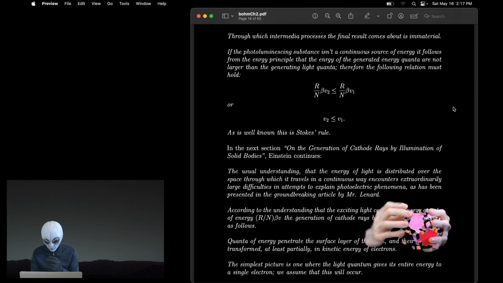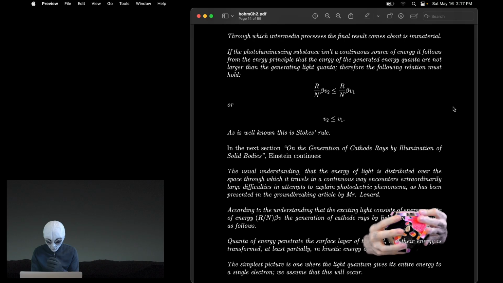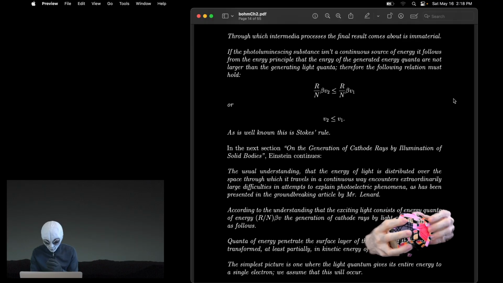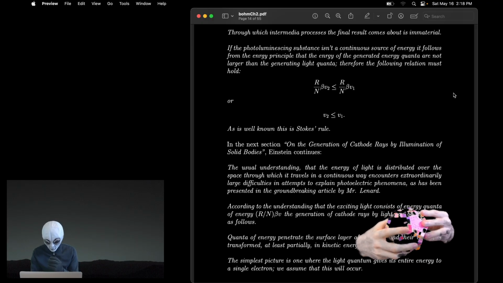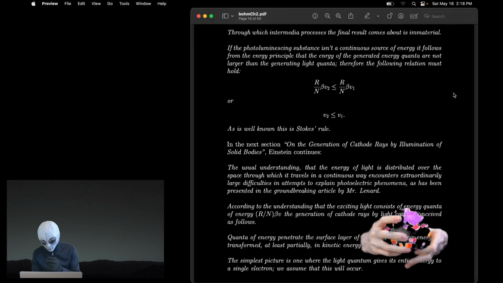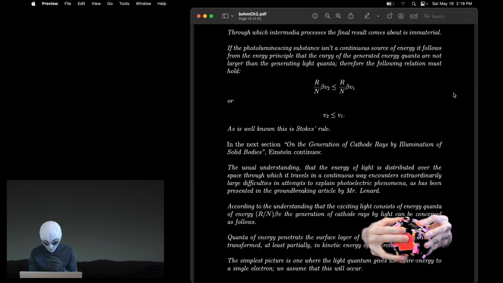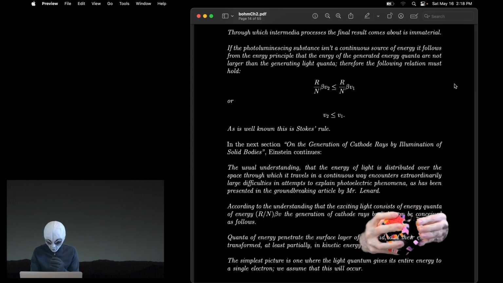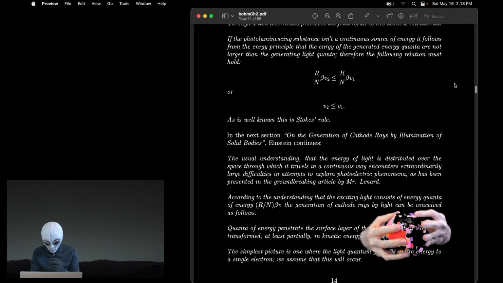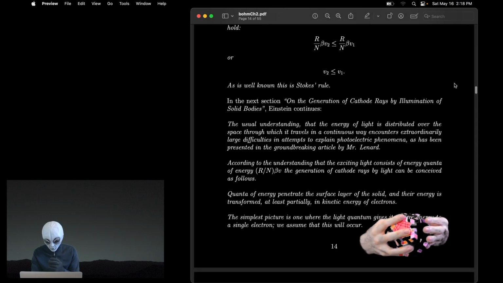If the photoluminescent substance isn't a continuous source of energy, it follows from the energy principle that the energy of the generated energy quanta is not larger than that of the generating light quanta. Therefore, the following relation must hold: (R/N)βν2 is less than or equal to (R/N)βν1, or ν2 is less than or equal to ν1. As is well known, this is Stokes' rule.